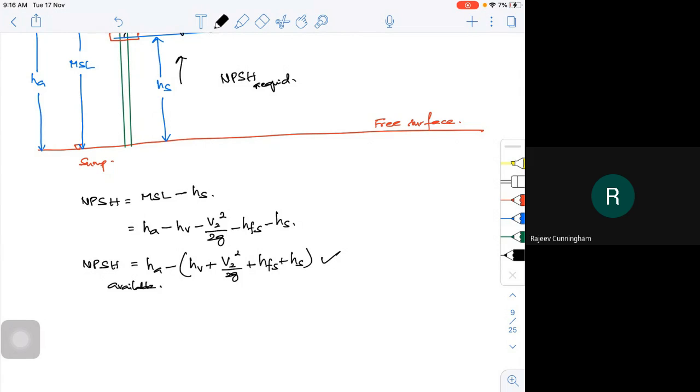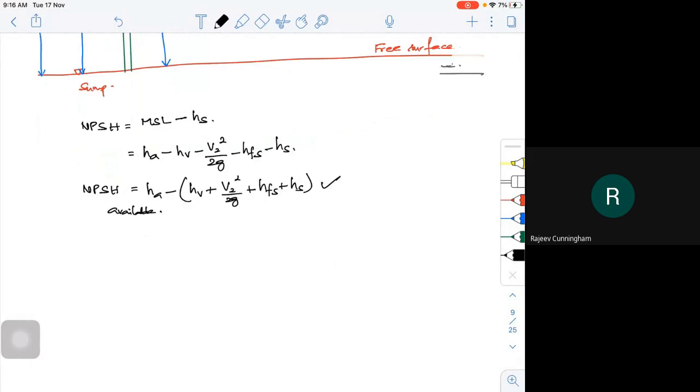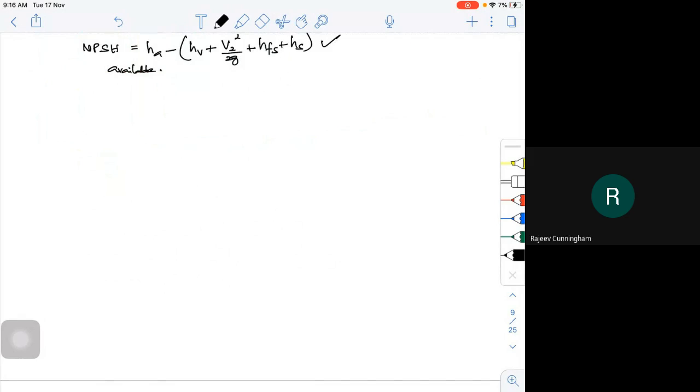Okay. Once you know about this, there is one more point which is very important. That is the minimum starting speed of a centrifugal pump.